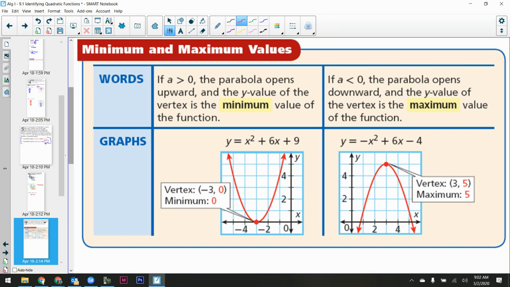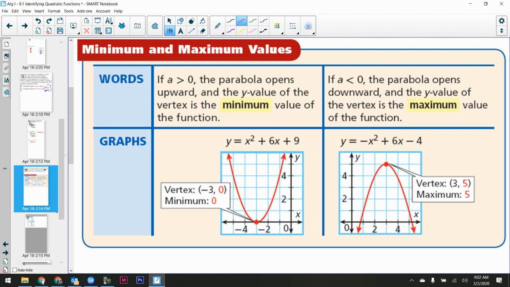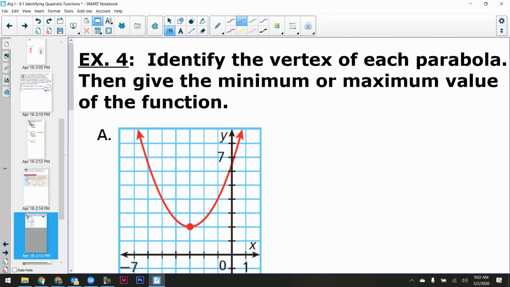Now, take a look at where these are. For right now, we're just going to be pulling them off the graph. As soon as we get to section 9.3, we're going to be actually calculating them out. What if I don't give you the graph and you have to figure it out by hand? There's an equation that you have to use to figure out what a maximum or minimum point would be. So let's take a look. Flip over your page now. Identify the vertex of each parabola, then give the minimum or maximum value of the function. So what is the vertex of this parabola?